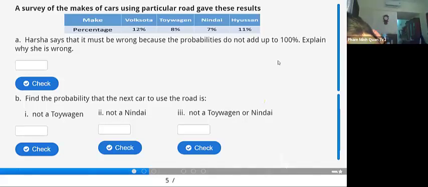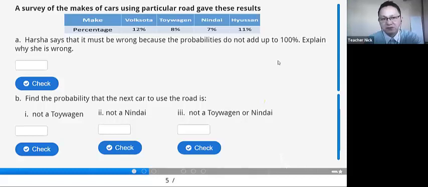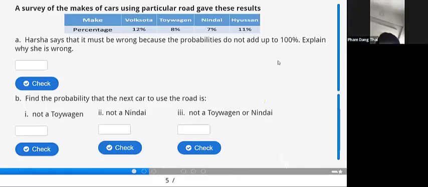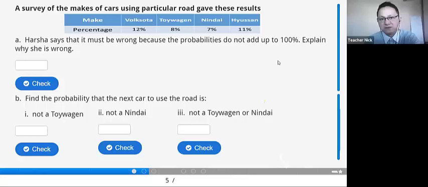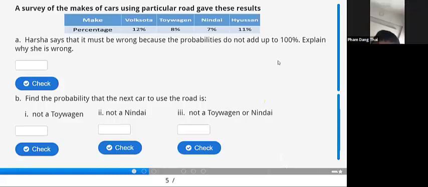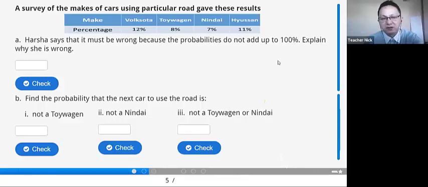Okay, who else? Who can explain why Harsha is wrong? She said the probabilities do not add up to 100%, so it must be wrong. Who can answer? Viet An, are you there? Okay. Why is she wrong?